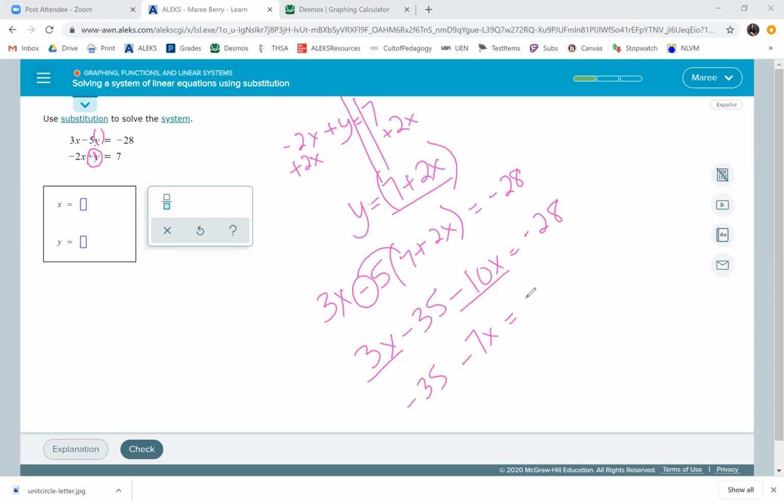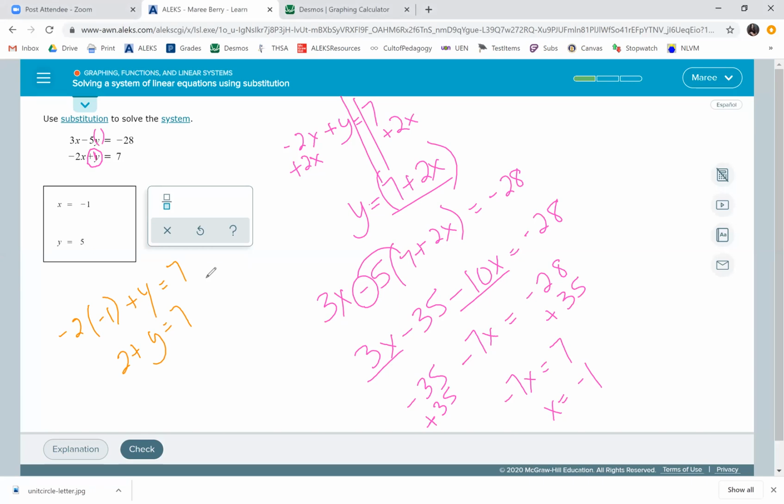Negative 35 minus 7x equals negative 28. I'm going to add 35 to both sides. I can't subtract it because it's already a minus sign, so I have to do the opposite. So negative 7x equals 7. So when I divide by negative 7, x equals negative 1. So I'm going to come over and type here, x is negative 1. And then I'm going to plug that into the second equation to find out what y equals. So I have negative 2 times negative 1 plus y equals 7. Negative 2 times negative 1 is 2. If 2 plus y is 7, y has to be 5.